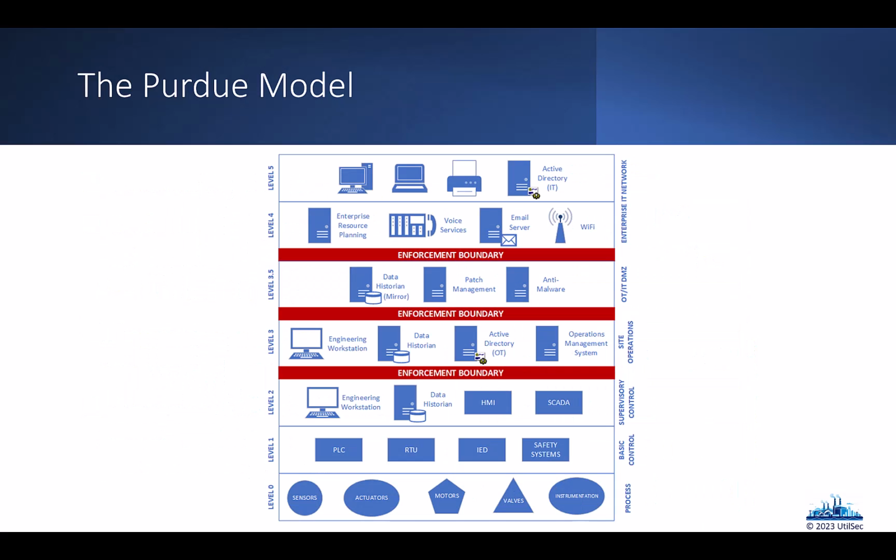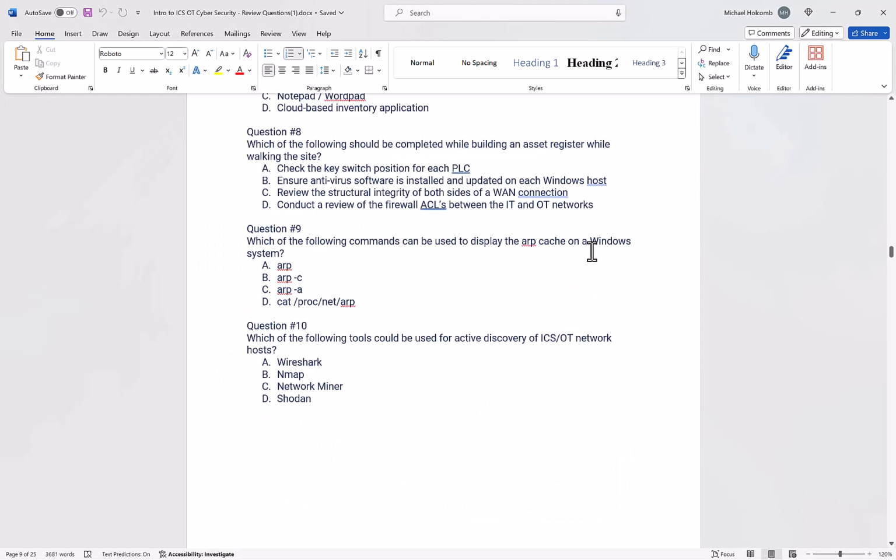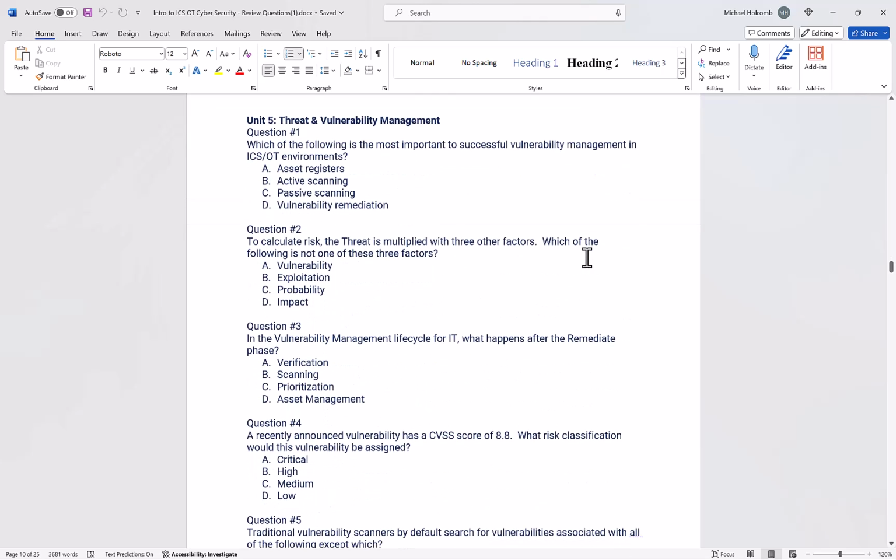this idea that when I look at level 3.5, level 3, level 2 even, the vast majority of those assets at those levels are all Windows machines. And then your Windows machines should be able to take an Nmap scan. And if they can't, then that's an issue you want to identify and be able to address anyways. But yes, Nmap is the tool that we can use to do active discovery, even though a lot of environments will not do active scanning at all. So, all right, that brings us to Unit 5.